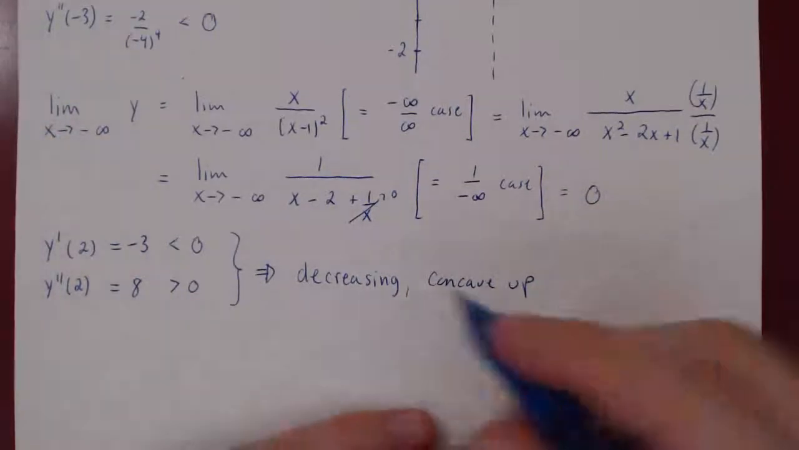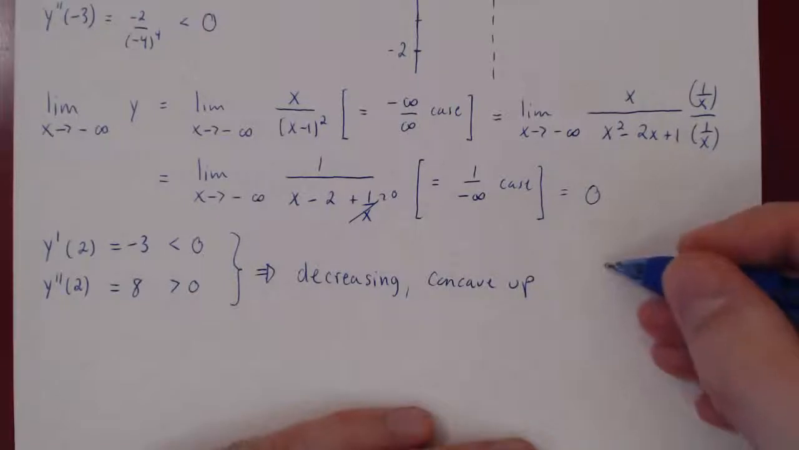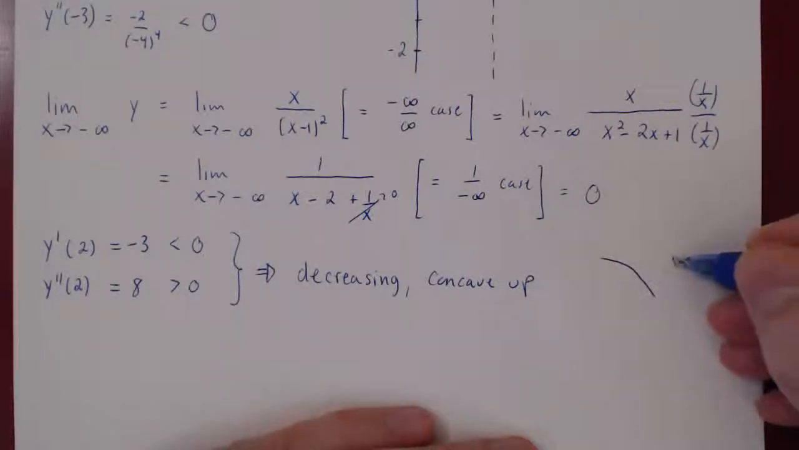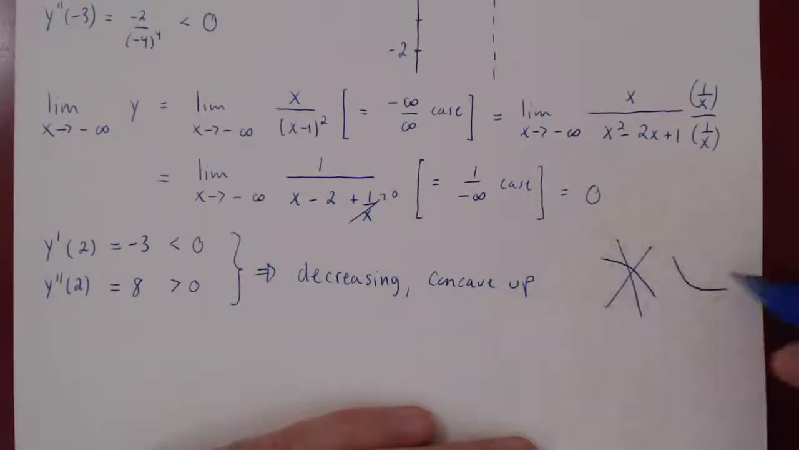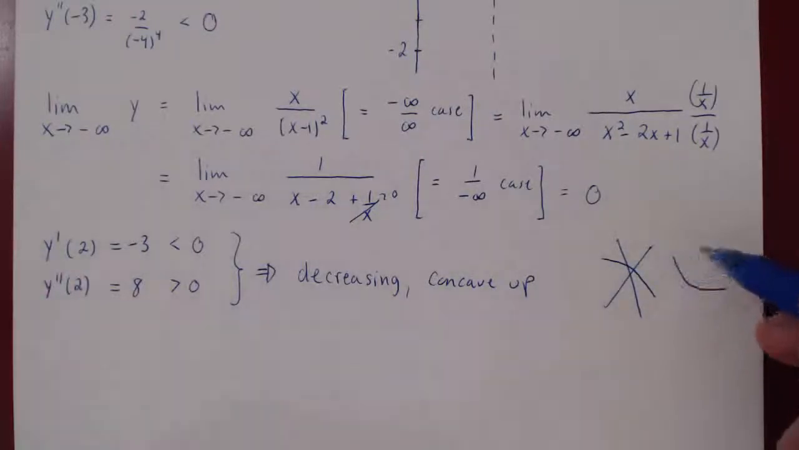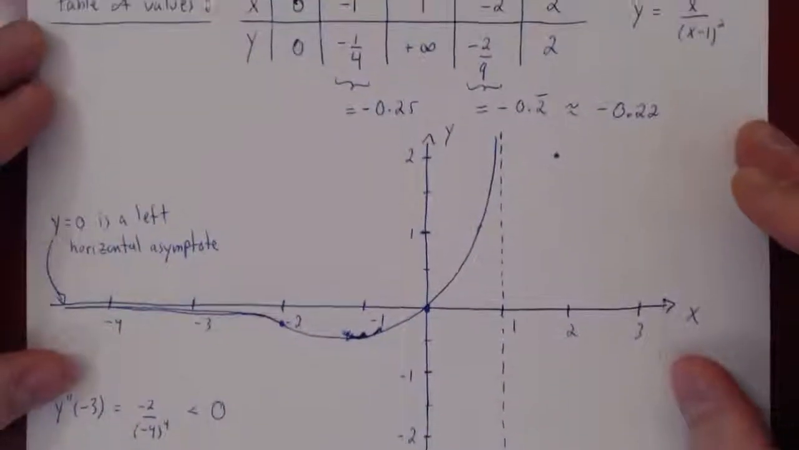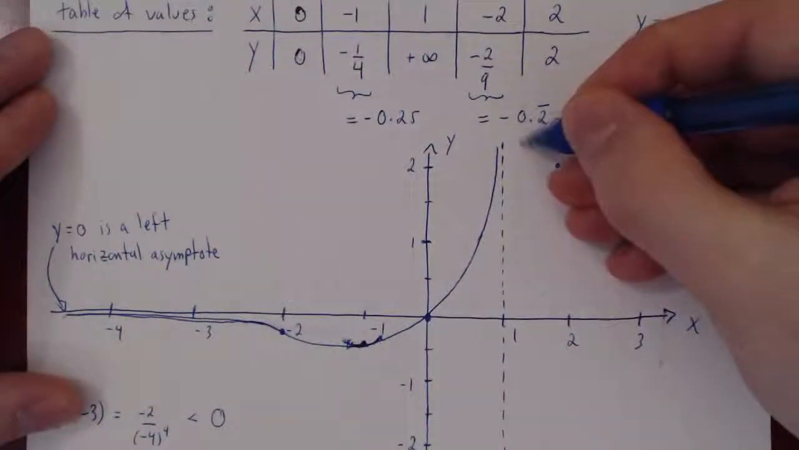Well, if you think of it, there are only two ways to have a decreasing function. Either it is decreasing concave down, or it is decreasing concave up. We know it's concave up, so the curve will look like this around x equals 2. So we go back and then we glue this around x equals 2. So the curve will look something like this.